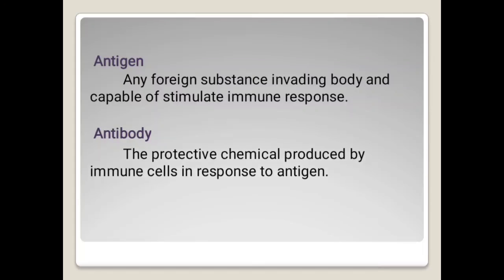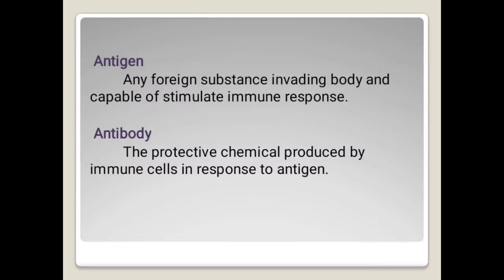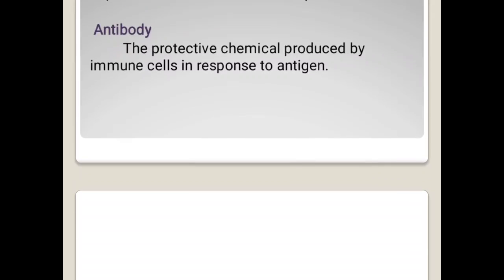The second one is the antibody. Antibodies are protective chemicals produced by the immune cells in response to an antigen. When the immune response is generated, various types of antibodies are produced in our body by the immune cells. The antigen-antibody concept we will see later on.